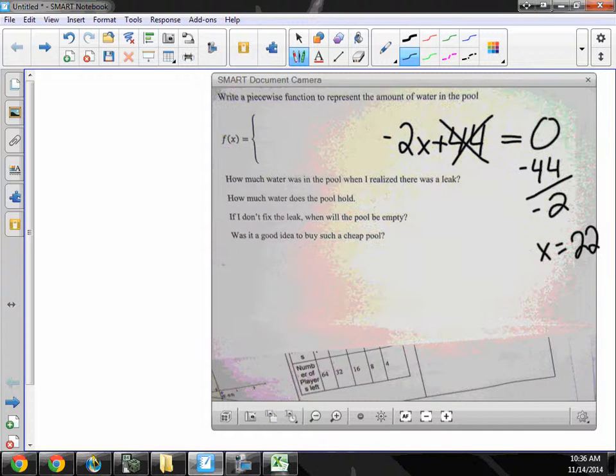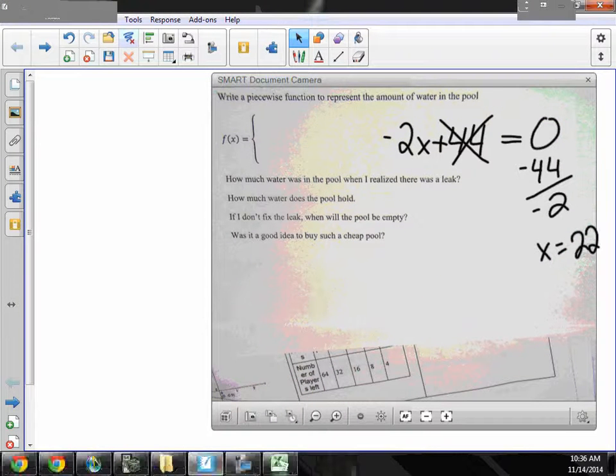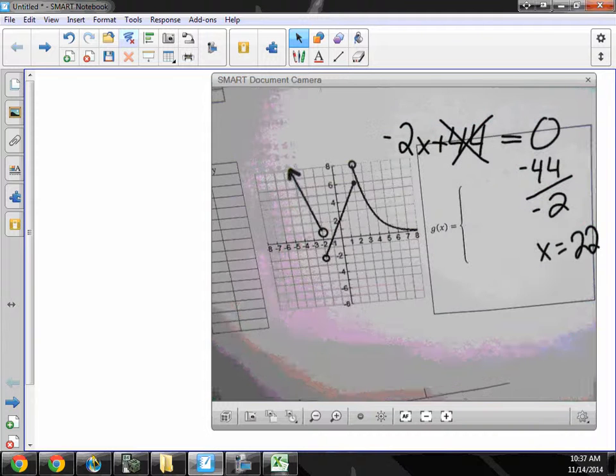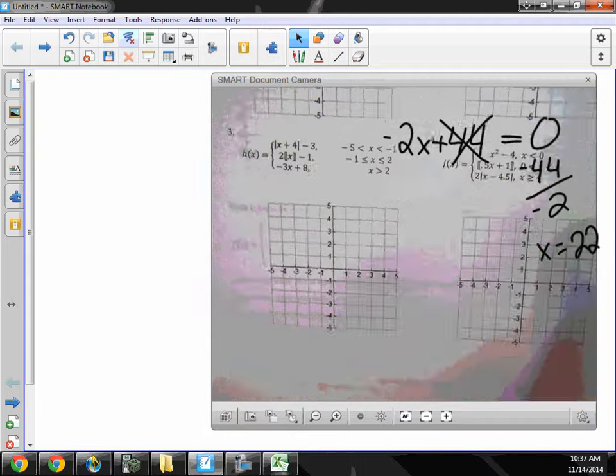And the last one, was it a good idea to buy such a cheap pool? Oh, okay. Whatever. Answer that however you would like. Okay, turn the page. We're going to practice graphing some more piecewise functions.